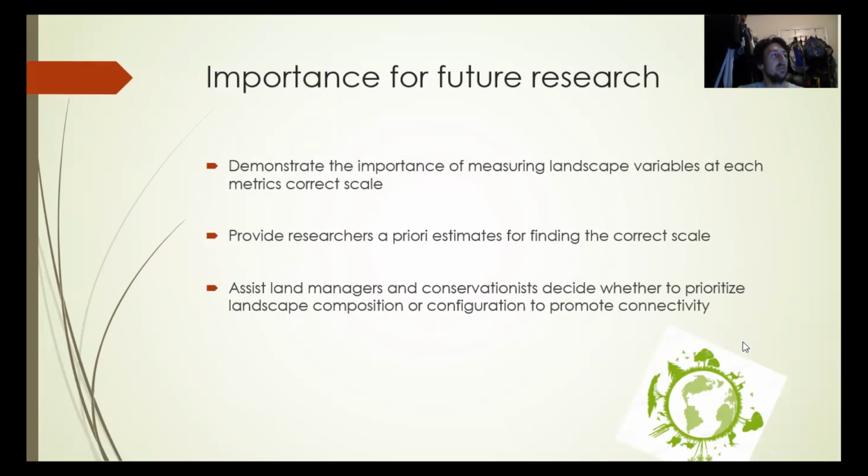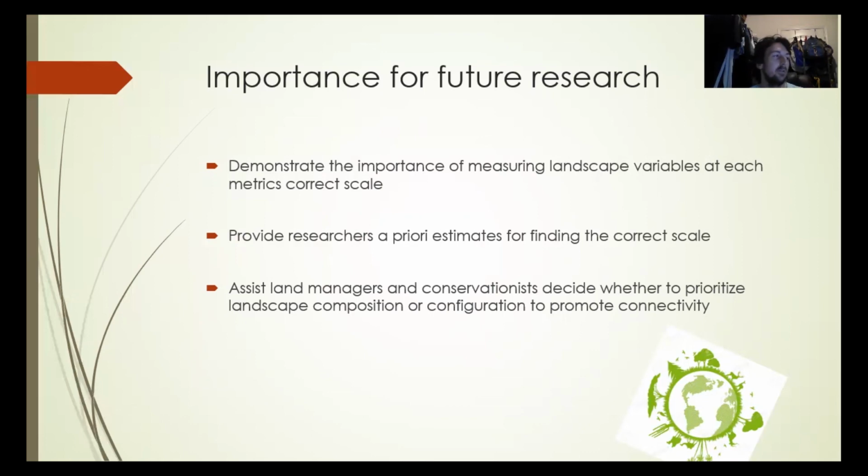And once I have gone through all this, the importance of this for future research will be primarily to demonstrate the importance of measuring landscape variables at each metric's correct scale. So as mentioned, researchers will commonly pick one scale and use that one scale for all their different metrics. And that could be leading to some biased conclusions, where some metrics are getting measured at their optimal scale or near their optimal scale, but other metrics might not be, and that could diminish our ability to detect their influence. So they might be seeming to be less important than they really are.